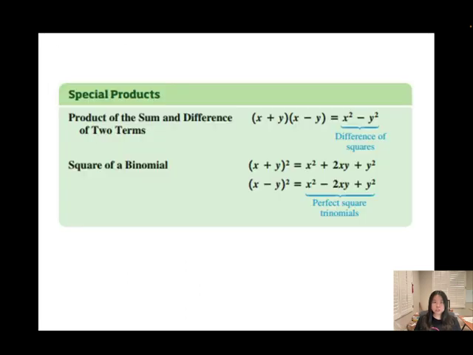Okay, special products. We do have the product of the sum and difference of 2 terms. So this is the formula I need you guys to remember. When you have x plus y times x minus y, the formula will be equal to x squared minus y squared. Okay, these 3 formulas are pretty useful. You don't want to spend too much time distributing one by one. So I highly recommend you guys memorize this formula.